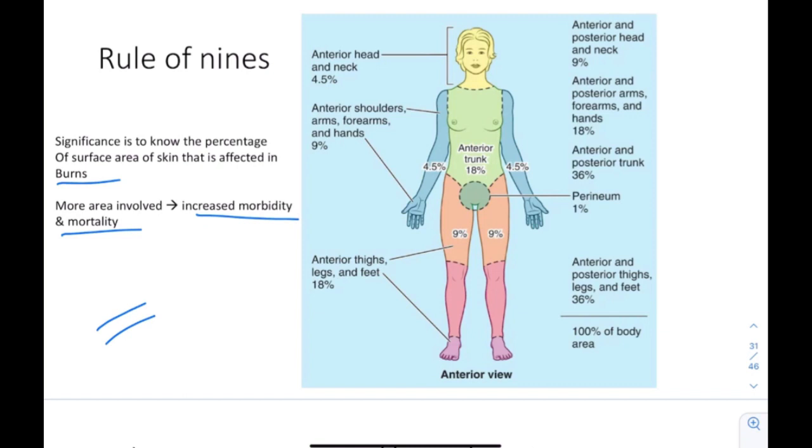And then if you want to estimate for a specific part, so if you know the entire thing is 18%, for example, in the arms, anteriorly and posteriorly, you just divide by 2. So you know this part here is 4.5%. But if you memorize the total for each one, the other small numbers, you can just divide by 2 to get that value that you want. Which surface, anterior or posterior?